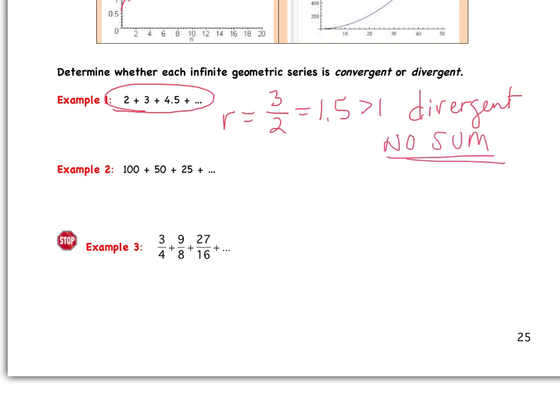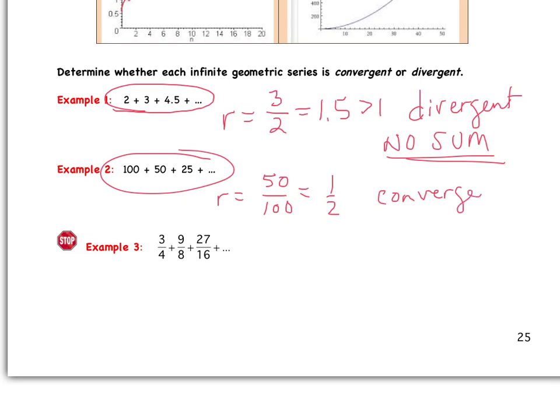All right, so keep that in mind. In the second example, if I were to take my second term of the series, 50, and divide by the first term, 100, I get 1/2. This means that it is convergent, which means that there will be a sum, and we're going to show how to find that sum on the second page of our notes. Alright, time to stop the video and see if you can do example 3.